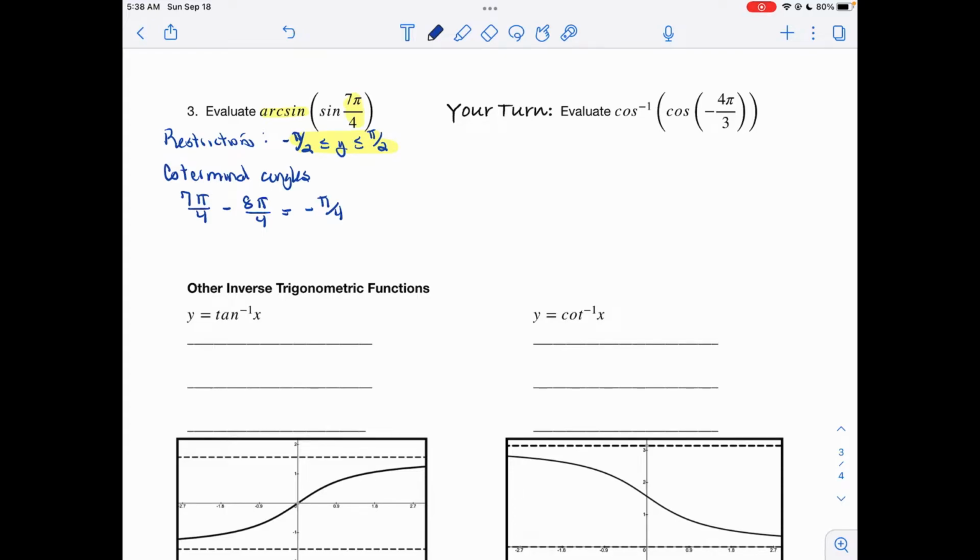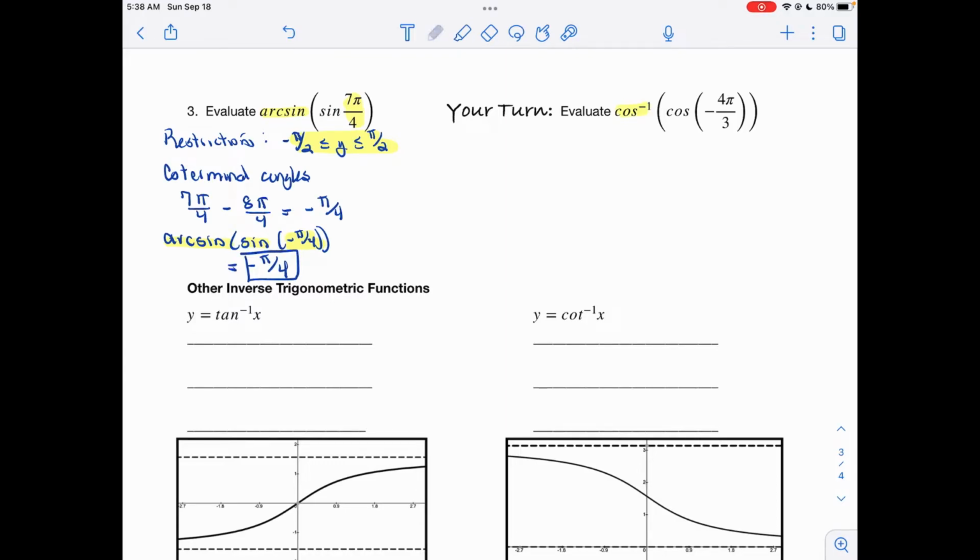That is within my restriction. So I'm going to rewrite the equation as the arc sine of the sine of negative pi over 4. And then the arc sine and sine functions kind of cancel each other out, and you're left with just the x inside, because these are sine and arc sine. So my answer is negative pi over 4.